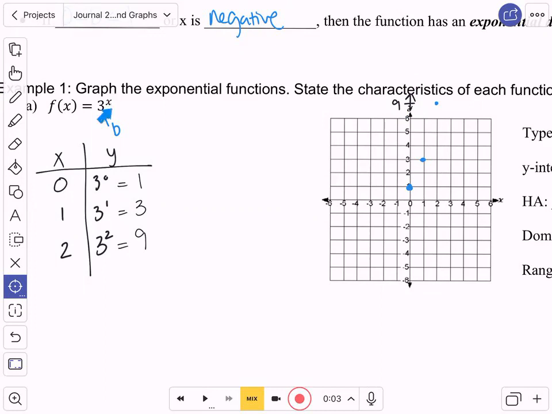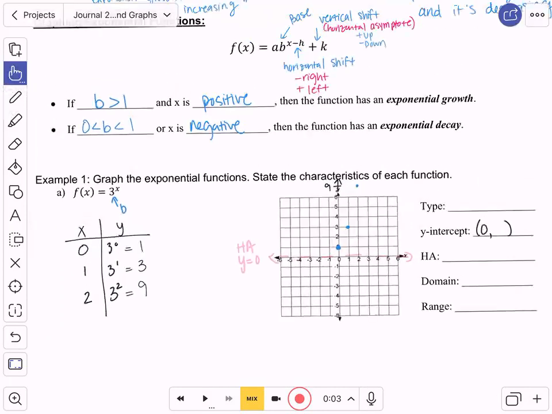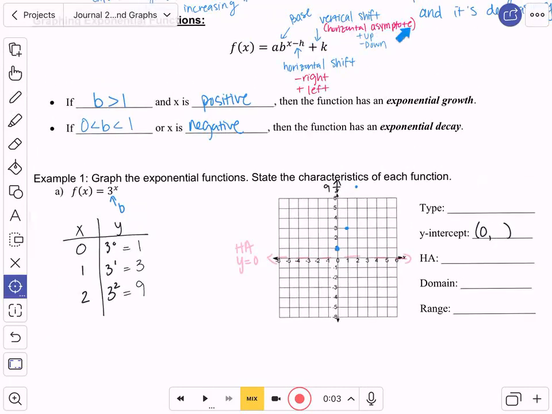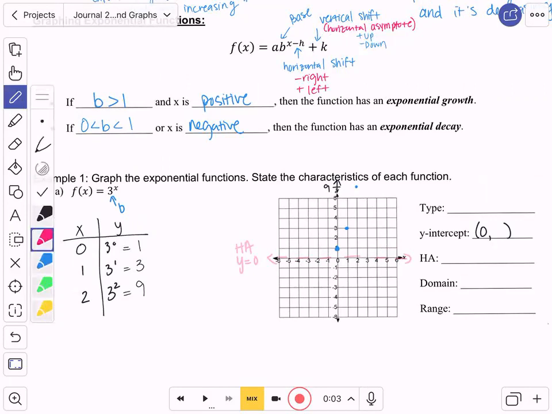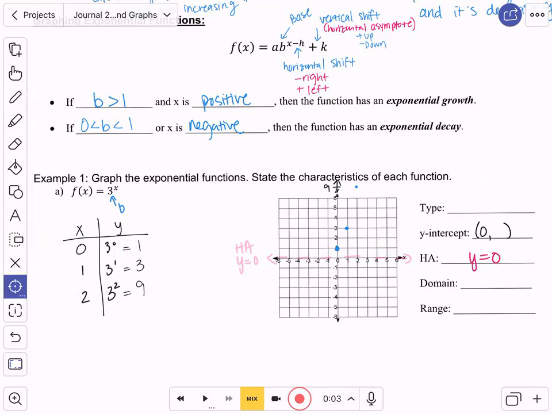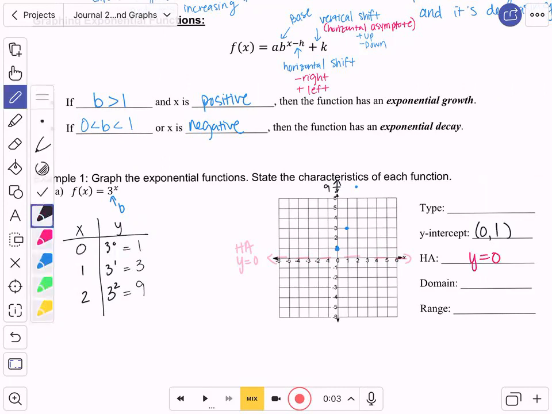Because there is no vertical shift here, that tells me that my horizontal asymptote is going to be at y equals 0. Actually, I probably should have done that first. So my horizontal asymptote is at y equals 0 because there is no vertical shift. Just as a quick reminder, the vertical shift tells us the horizontal asymptote. My y-intercept is where I plugged in 0, and my y turns out to be 1. So the y-intercept is at (0, 1).